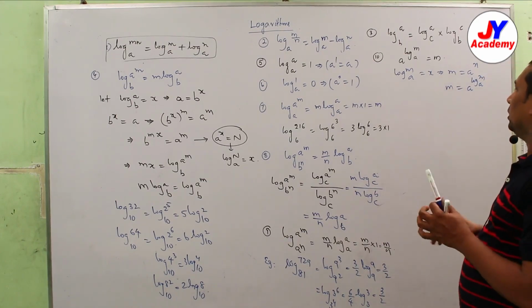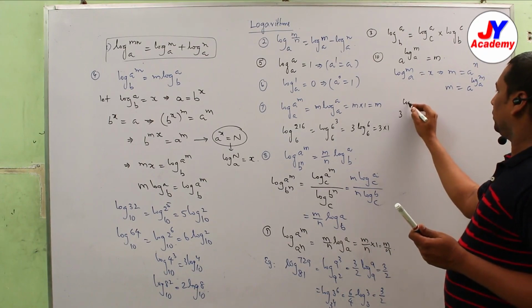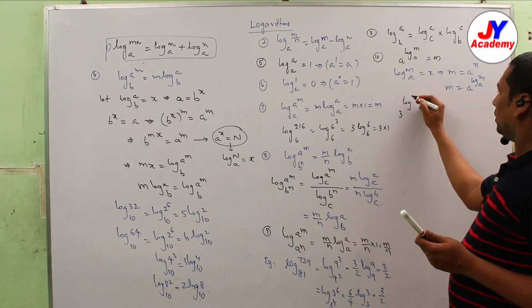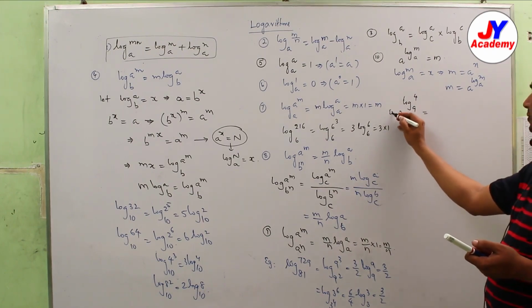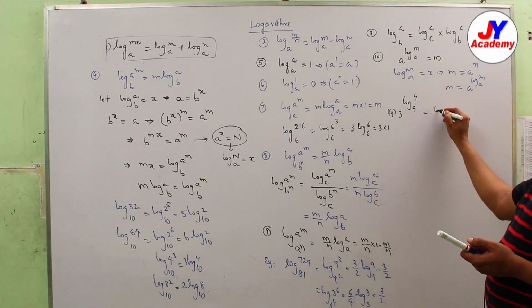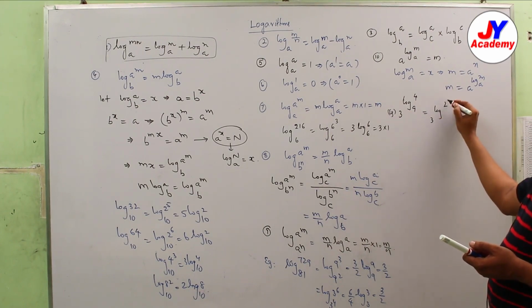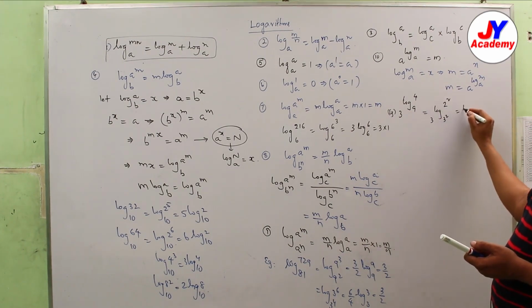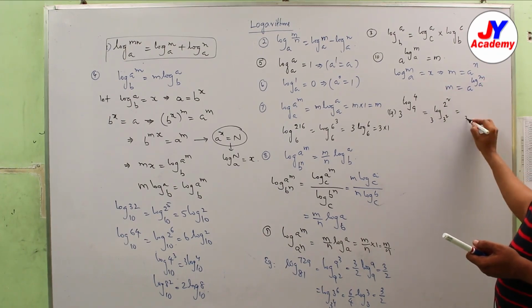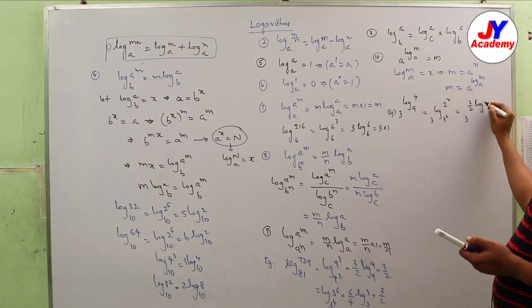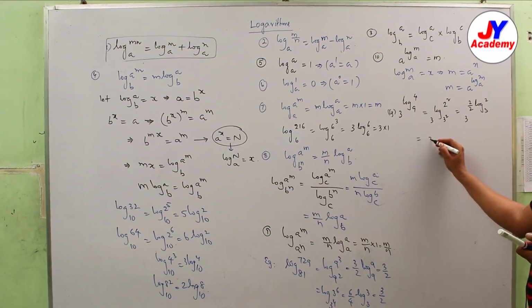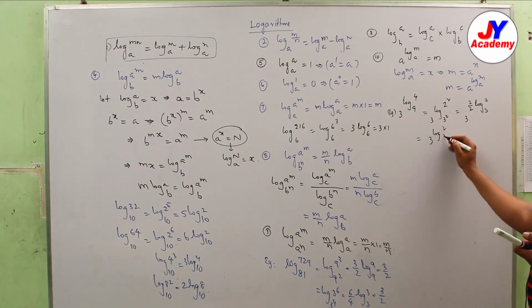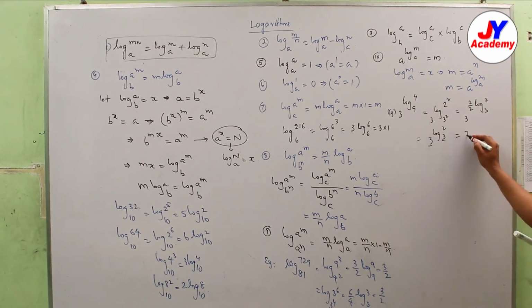For example, 3 to the power of log 4 base 9. How do we simplify this? 3 to the power of 2 log 2 base 3 square. So that is 3 to the power of 2 by 2 log 2 base 3. 2 by 2 gets cancelled. Then what is the result? 3 to the power of log 2 base 3. Exponential base and logarithmic base are the same, so its result is 2.